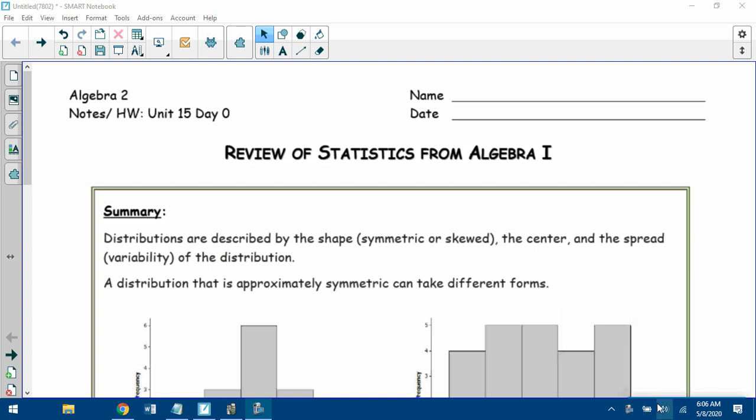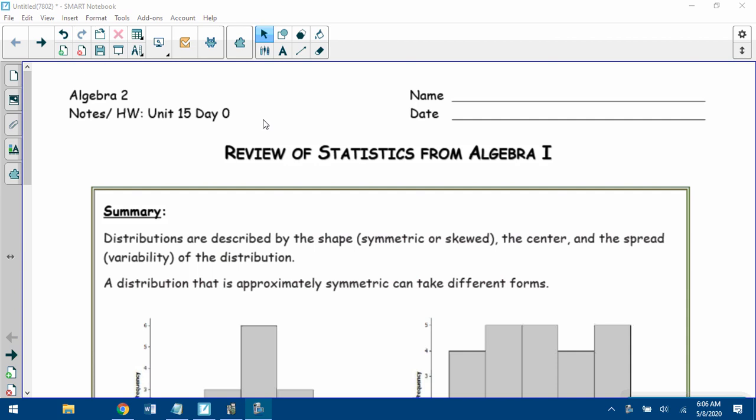Hello and welcome to the start of our last unit. We're finally at unit 15. I called this day 0 because it's kind of a pre-day to the last unit, but in order to do statistics in Algebra 2, you kind of got to know all the statistics from Algebra 1. Since it's been a couple years since you've seen that, you might not remember some of it, so I wanted to make sure that you knew the important parts.